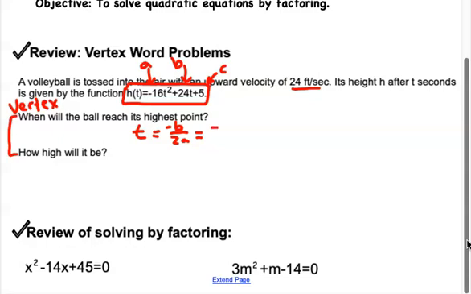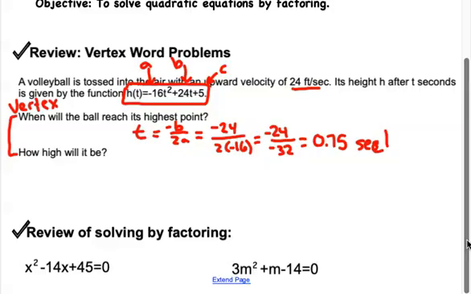B this time is 24. So the opposite of b, negative b, is negative 24. Then on the bottom we have 2 times negative 16. Remember, it's okay if you get a decimal for these. It's not okay if you get a negative for these. You can't have negative time, or the ball won't be at its highest point before you throw it, okay? So when you do that, you end up getting a decimal, and there's nothing wrong with getting a decimal, especially in a word problem. But this one comes out to 0.75 seconds.